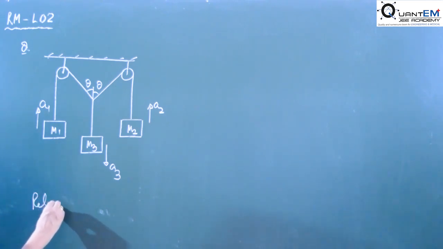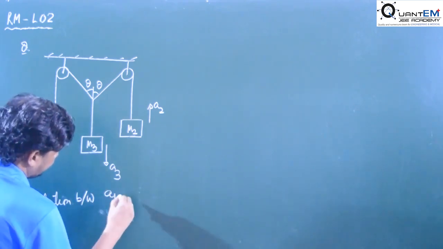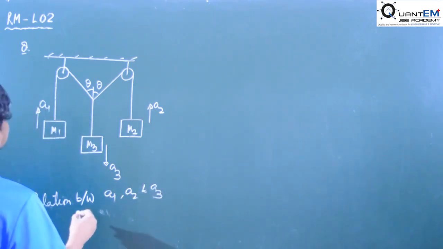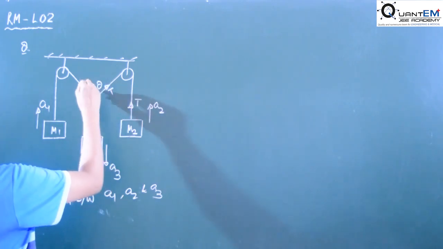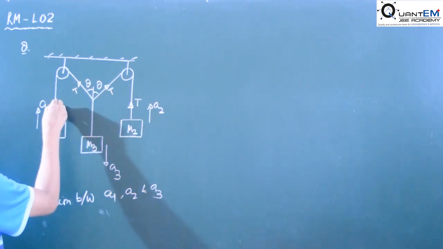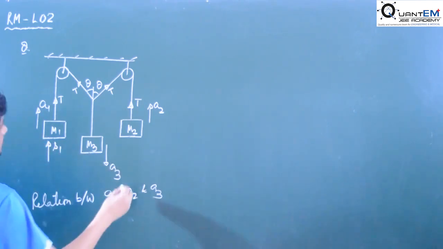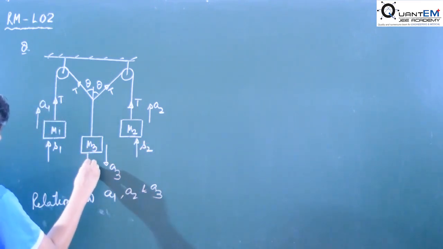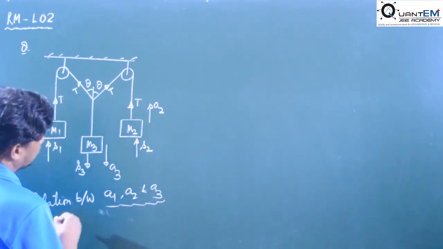So we have to get here a relation between A1, A2 and A3. Okay, so now see, tension is T, here tension is T. Displacement here is S1, displacement here is S2 suppose, and at displacement in time T is what? S3. The similar relation will be for velocity and acceleration also.